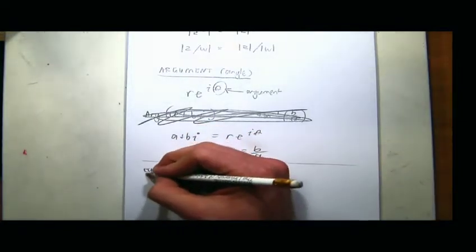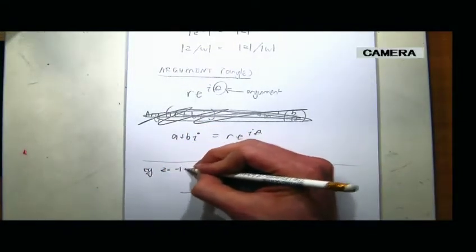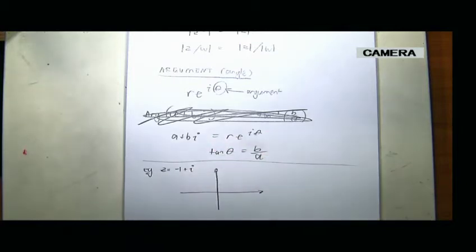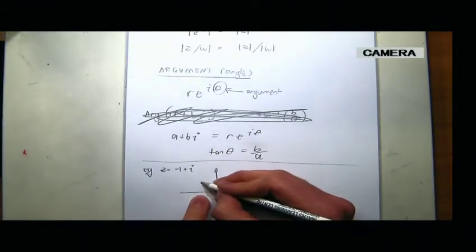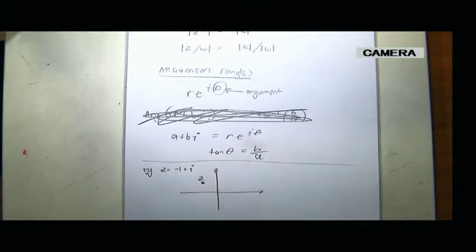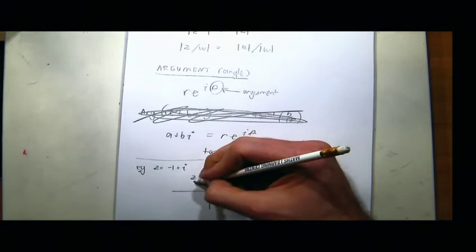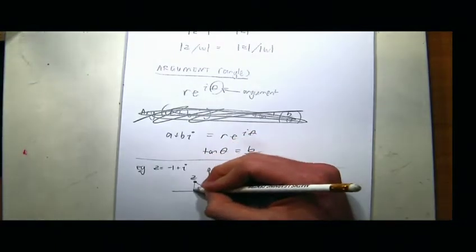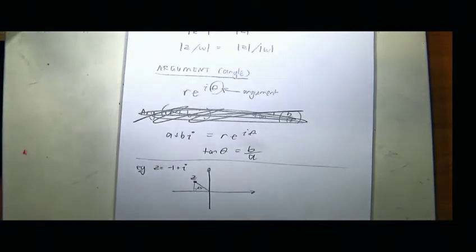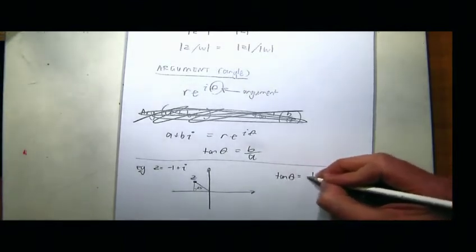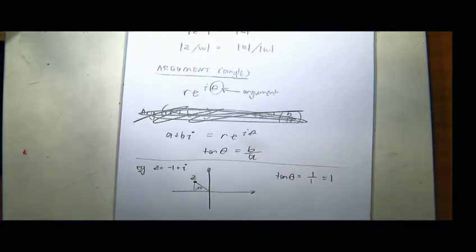As an example, if z is minus 1 plus i, that complex number is over here, minus 1 plus i, it's just there. That's where z is. And if I draw a little triangle here with a theta in there, then tan theta is 1 over 1, which is 1. And in fact, it will be minus 1 over minus 1, right?